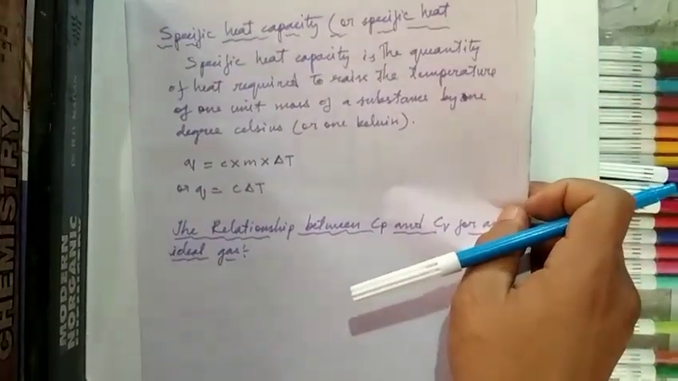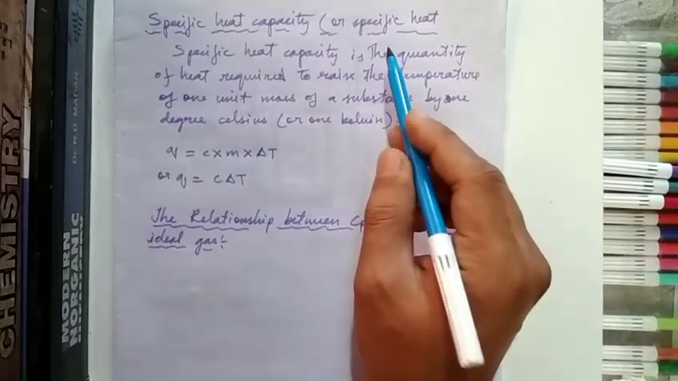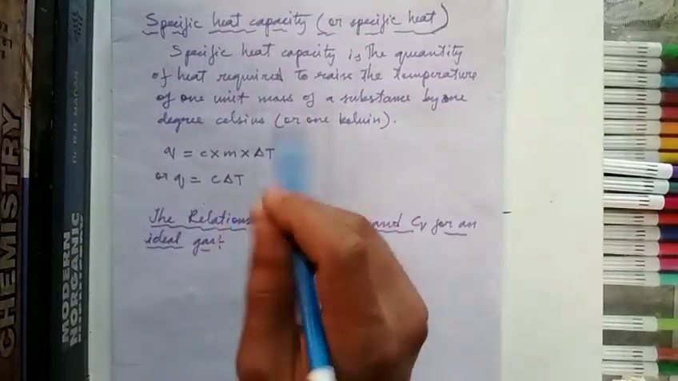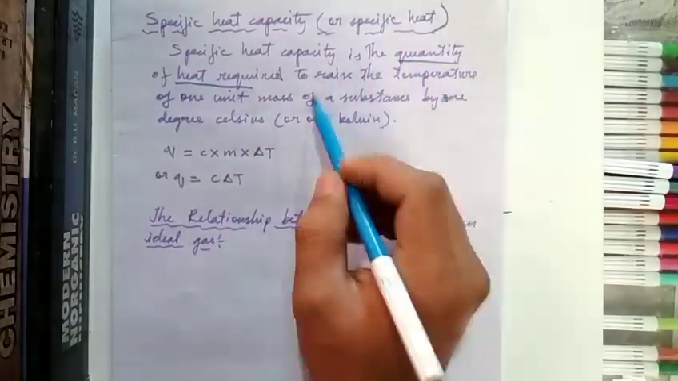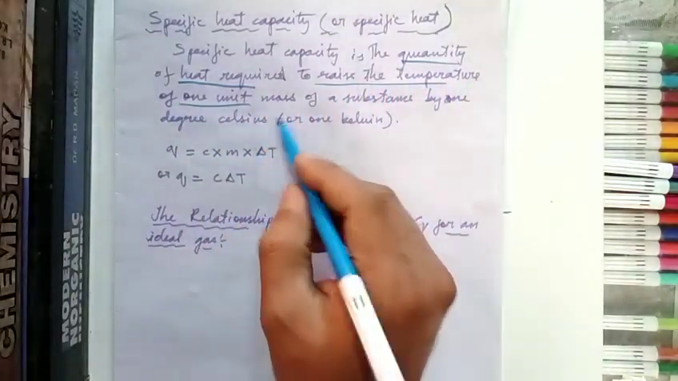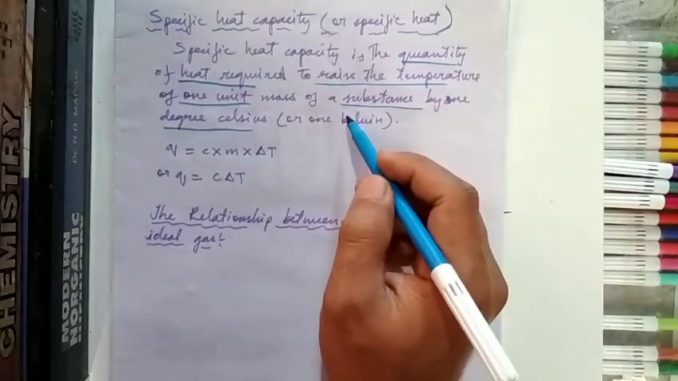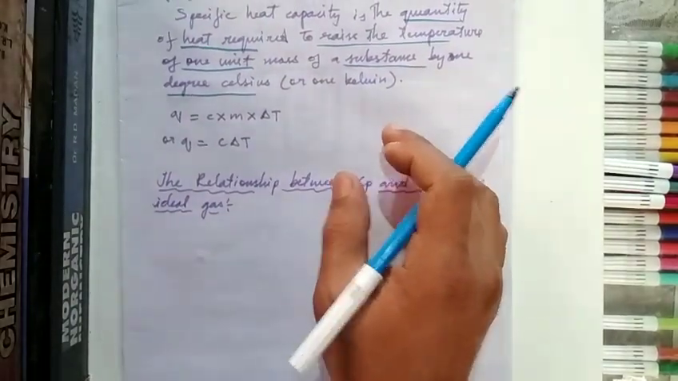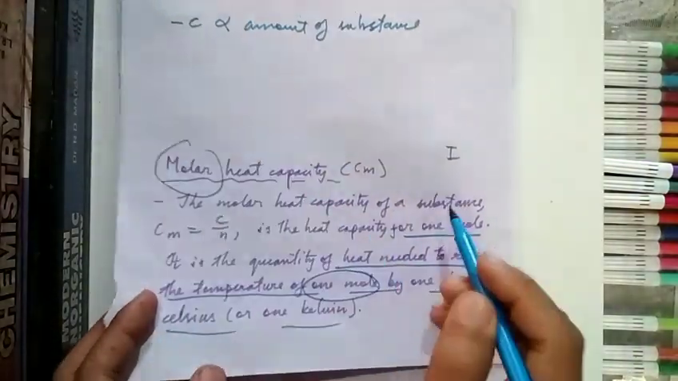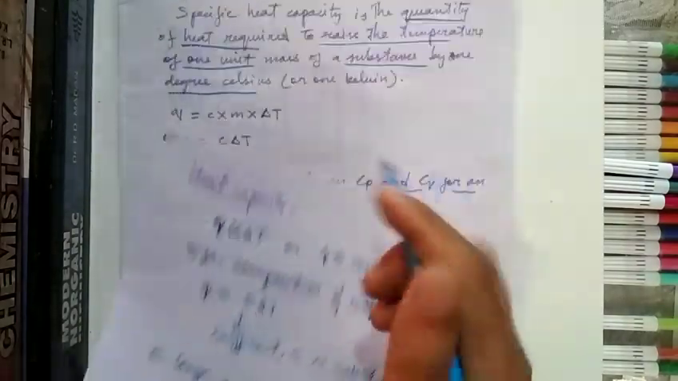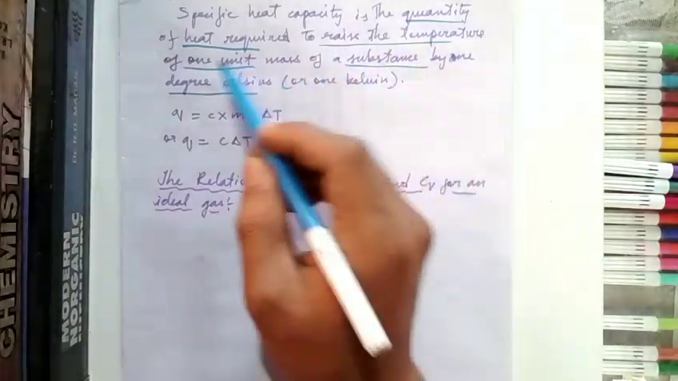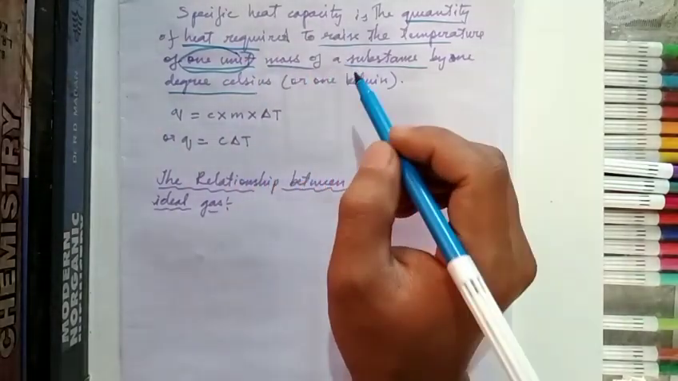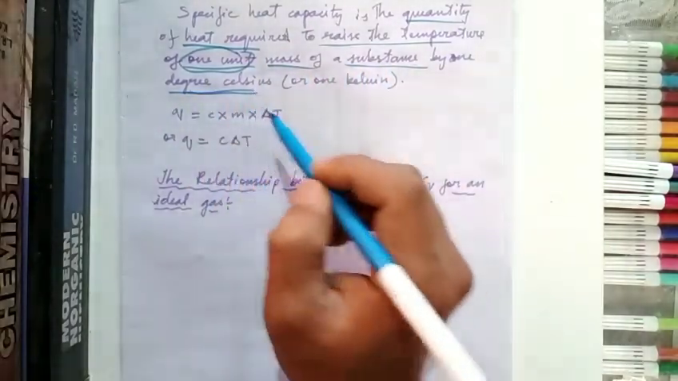Next one is specific heat capacity, or specific heat. This specific heat capacity is the quantity of heat required to raise the temperature of 1 unit, or 1 gram mass, of a substance by 1 degree Celsius. For molar heat capacity we talk about 1 mole. Don't get confused between molar heat capacity and specific heat capacity. In this case, it is the heat required to raise the temperature of 1 gram of a substance by 1 degree Celsius or 1 Kelvin.